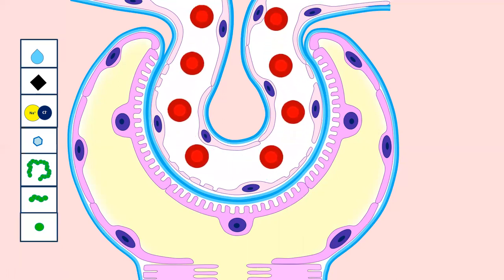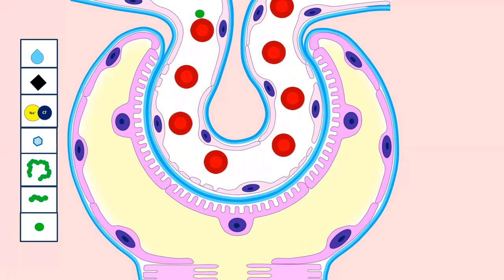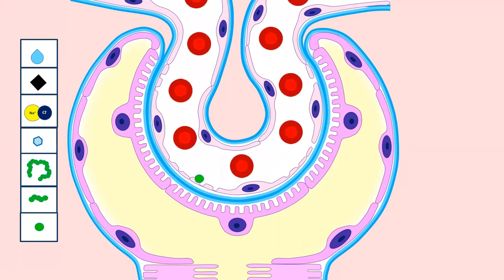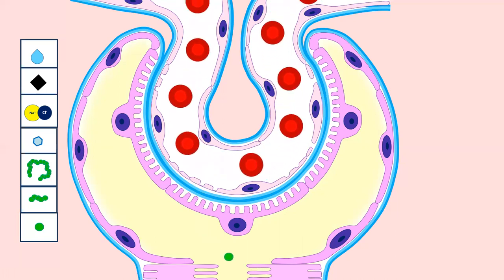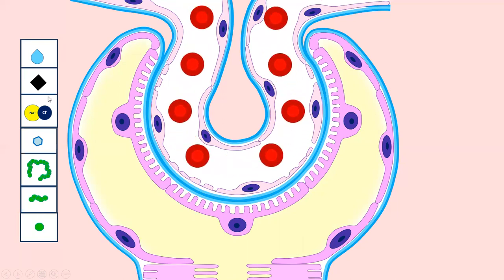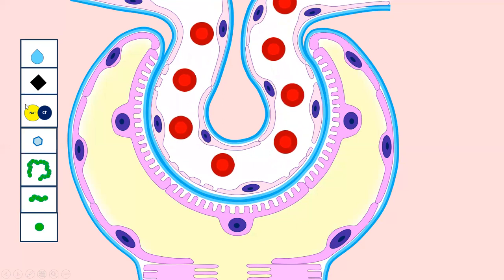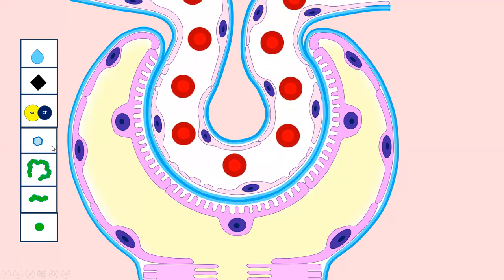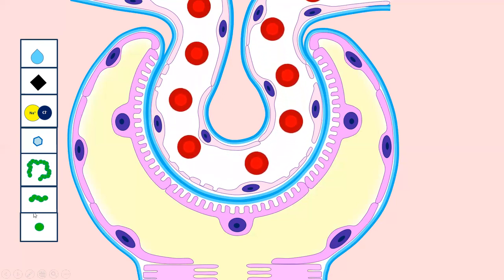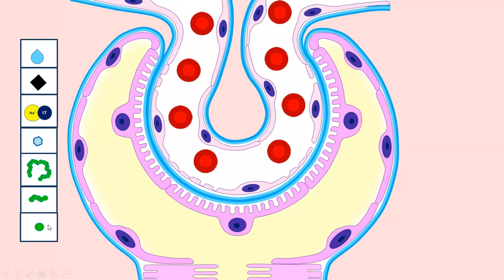And amino acids, small monomers, they can pass through the filtration barrier. So an amino acid comes here, and it easily passes through the filtration barrier. So what substances may be present in primary urine? It's water, it's waste products, different salts and ions, glucose and other monosaccharides, small protein molecules and amino acids, those components which also are present in blood plasma.